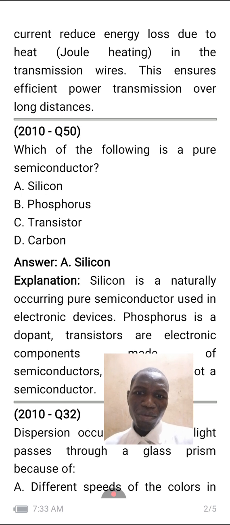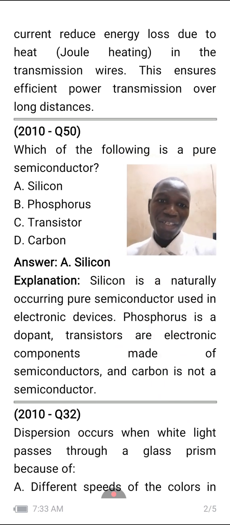Then phosphorus, there is what we call dopant or doping. Yes, if you are familiar with that word in physics, doping. Doping is more like mixing another substance either to increase conductivity or to reduce conductivity. So phosphorus is a dopant. So the correct answer is A, which is silicon.